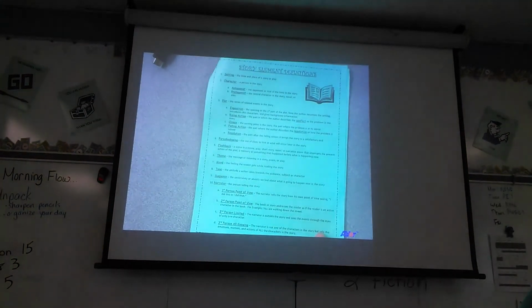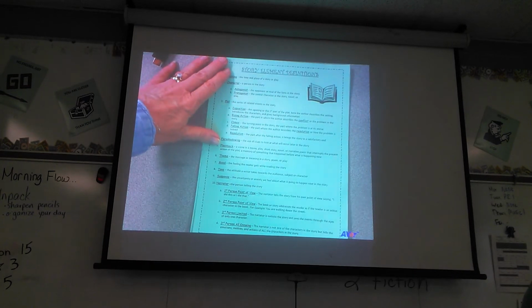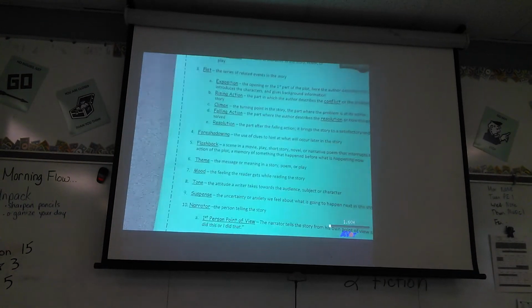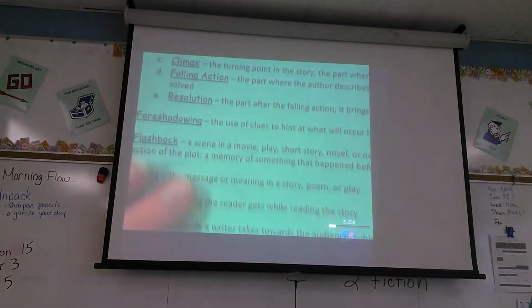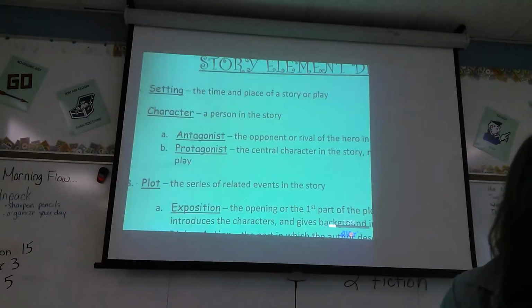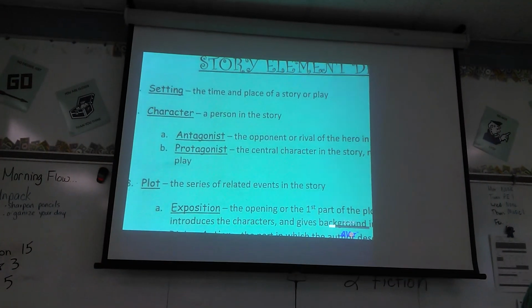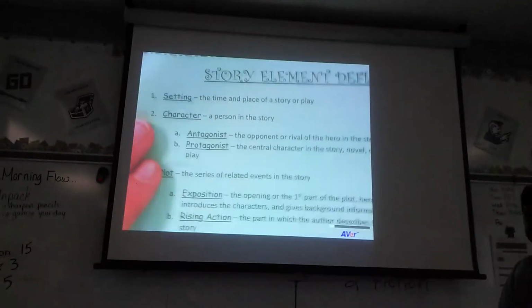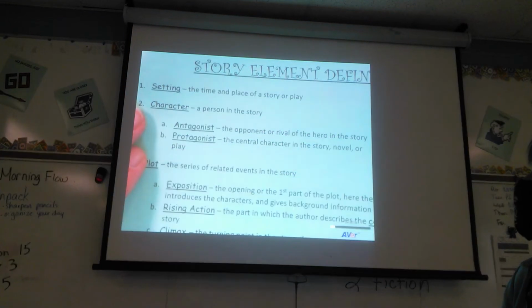Before we start, I do want to draw your attention to this chart that is in your green packet. And again, remember that all of these charts are available for you to use whenever you need them, even during your reading comprehension test.